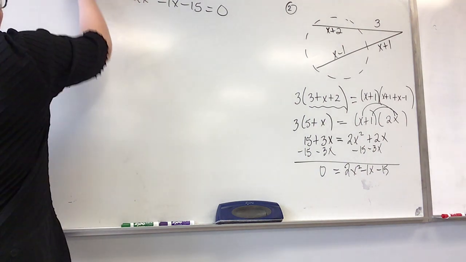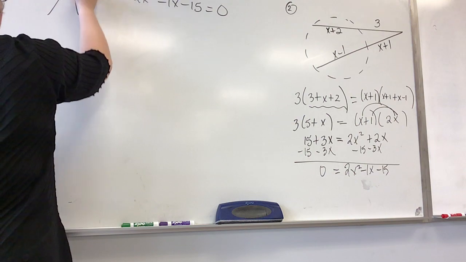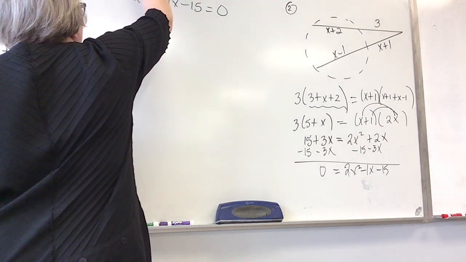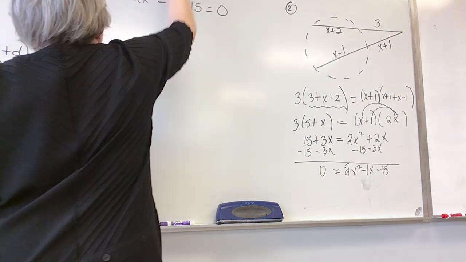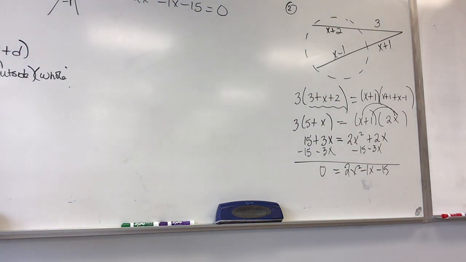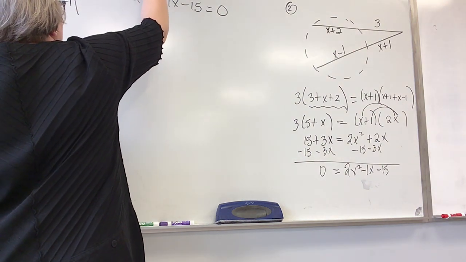So you could do your x. You could do two numbers that multiply to negative 30 that add to negative 1. What do you think of the numbers? Not 10 and 3, 5 and 6. Who's negative? I think so.